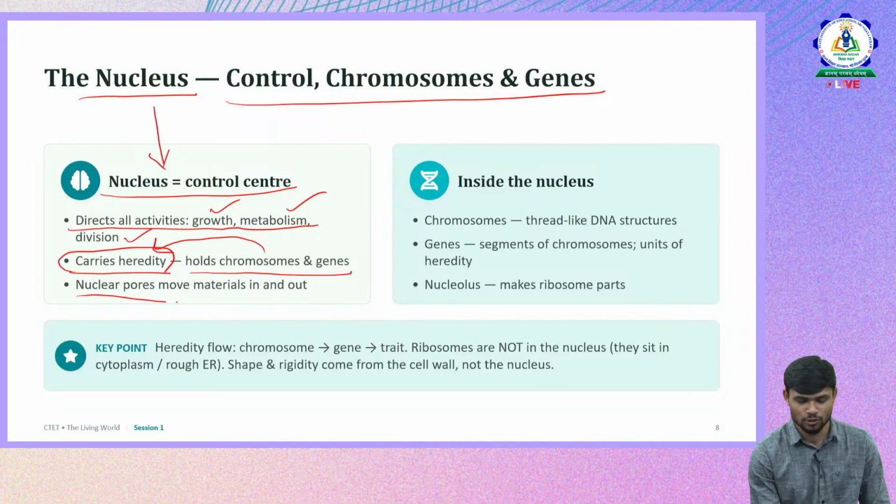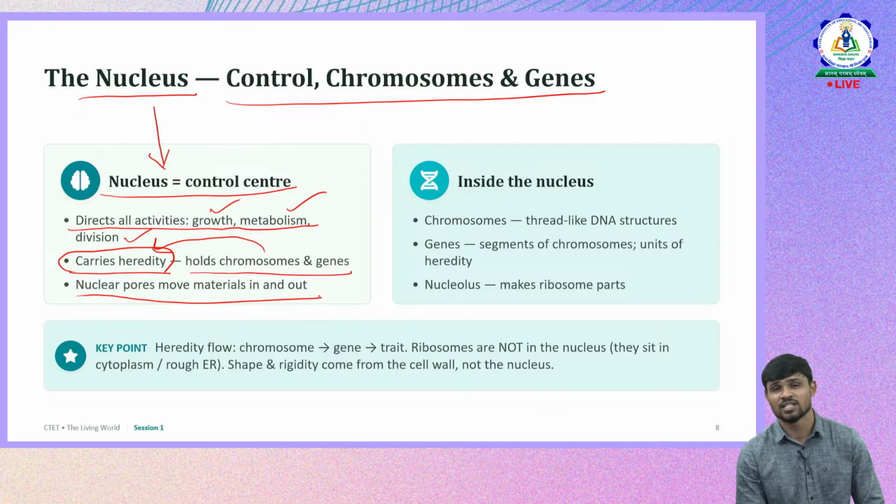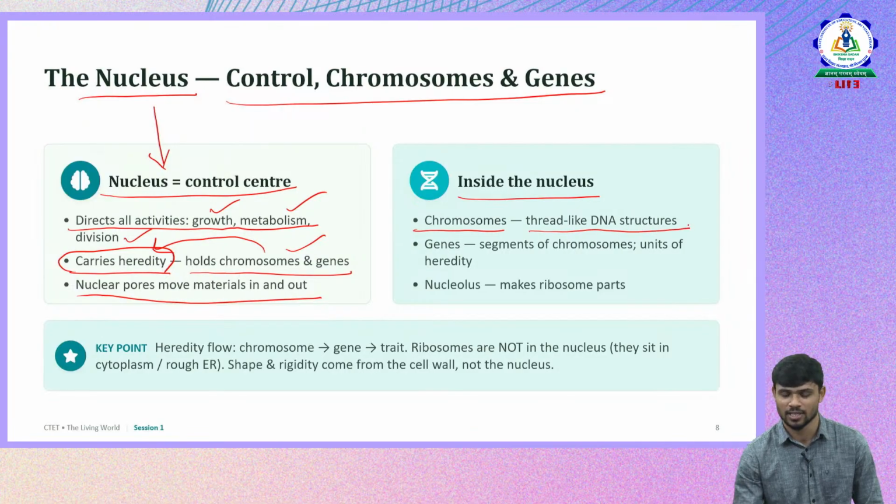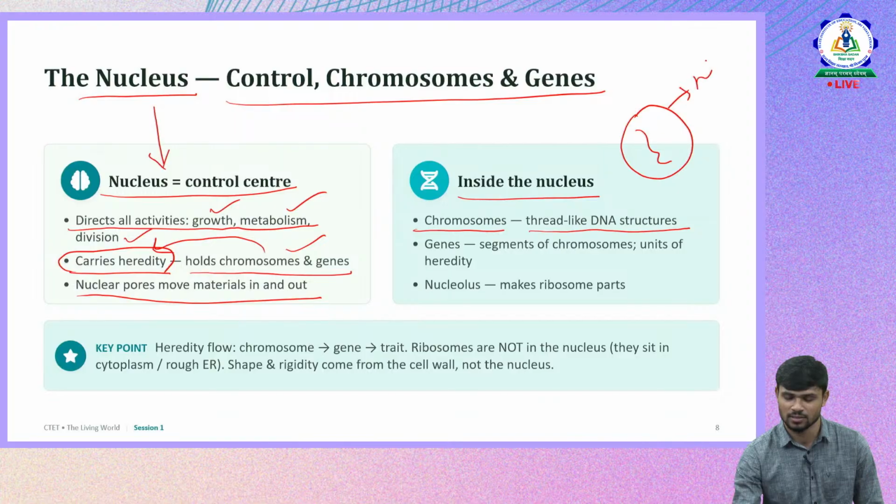Nuclear pores move materials in and out. The nuclear membrane will be there in the eukaryotic cell especially, and this nuclear membrane has pores through which the materials move in and out. Inside the nucleus, what is present? We already discussed: chromosomes and genes. What are chromosomes? They are thread-like DNA structures inside the nucleus. If this is the cell and this is the nucleus, the DNA will be present as thread-like structures.